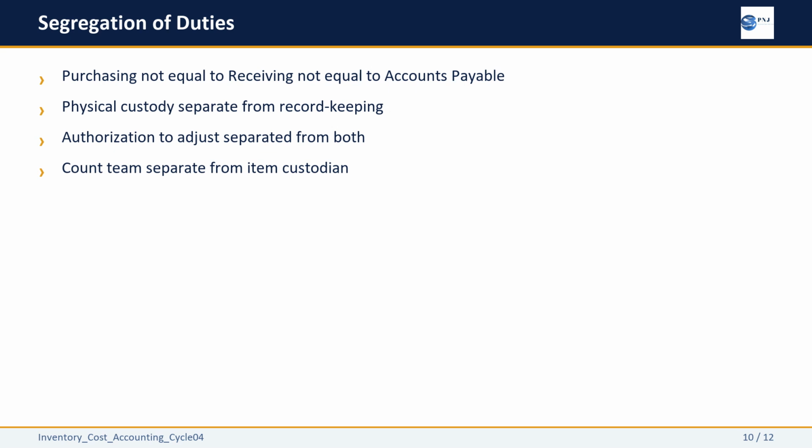Here's a principle that quietly protects the whole cycle. Duties must be separated so no single person controls a transaction end to end. Purchasing, receiving, and accounts payable are kept apart. Within inventory, physical custody of goods is separated from record keeping, and both are separated from the authority to adjust or write off stock. And when you count, the count team must be different from the regular custodian of the items being counted. Without this control, errors and fraud can hide in plain sight, because the same hands that move the goods would also be writing the records.